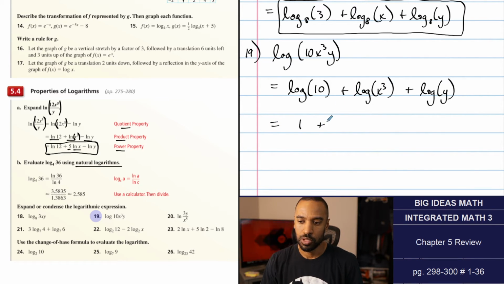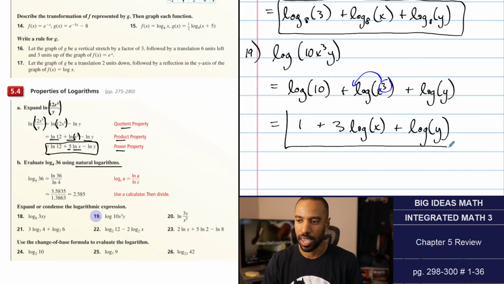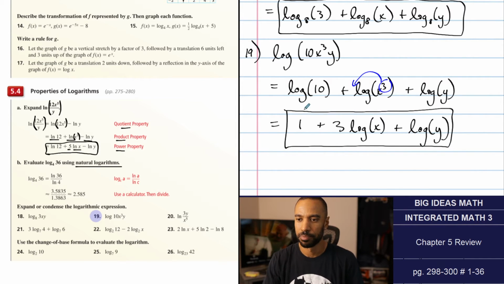Log of x cubed, this isn't about the base anymore, just about having an exponent inside the log. This can come out and multiply by this thing. This is 3 times log of x. Again, pull out anything that you can, in this case, the 3. And plus log of y. This is full expansion of this problem and evaluation, if you will, simplification.